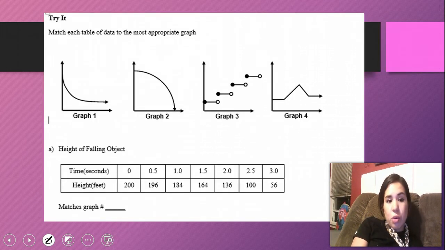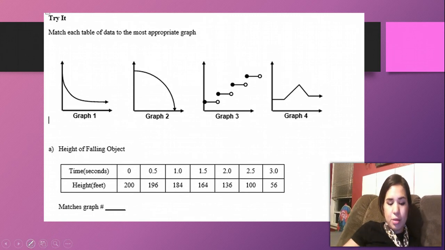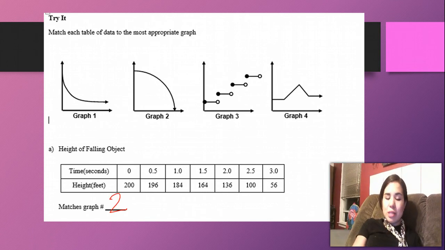Okay, so I want you to go ahead and pause me and see if you can match one of these graphs to this table which has the height of an object and with time and feet. Okay, so from this table you should have been able to match it to graph 2.